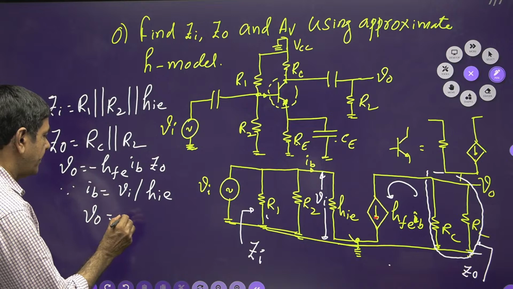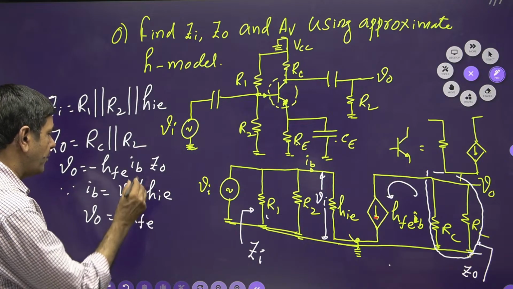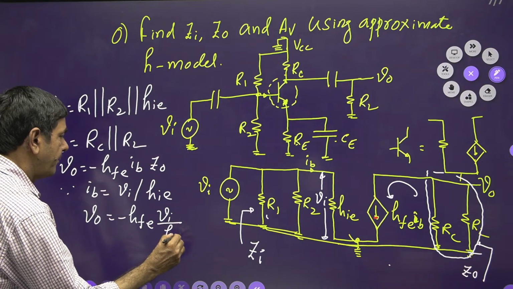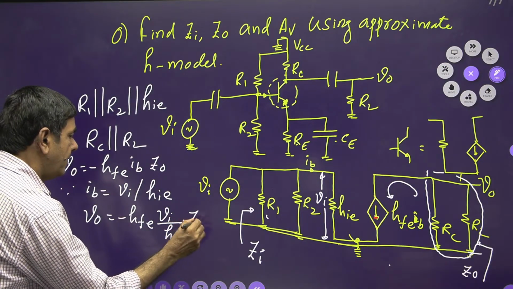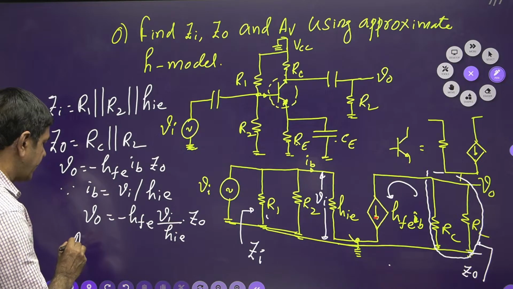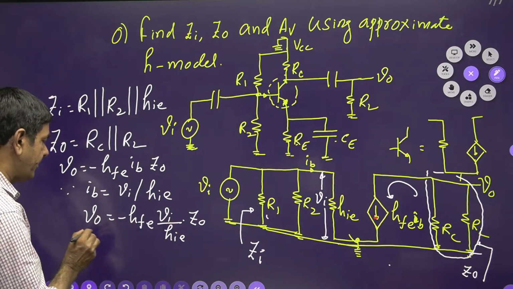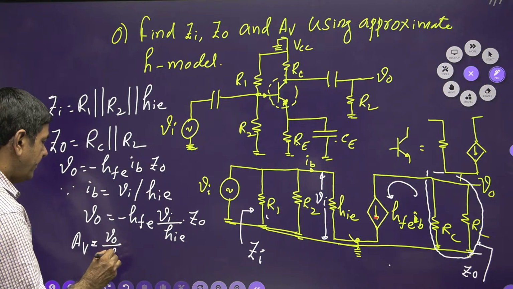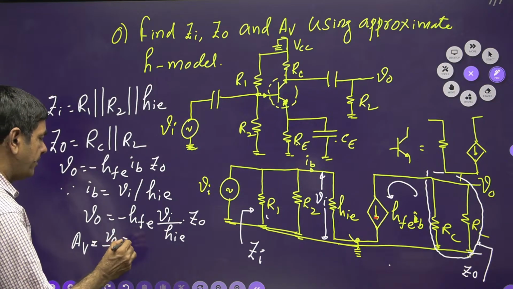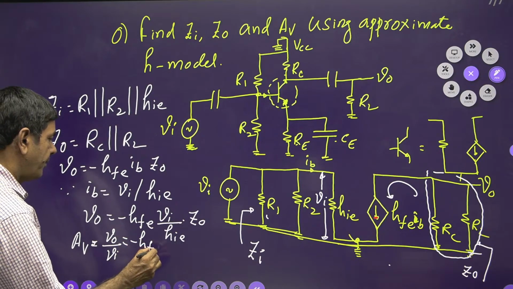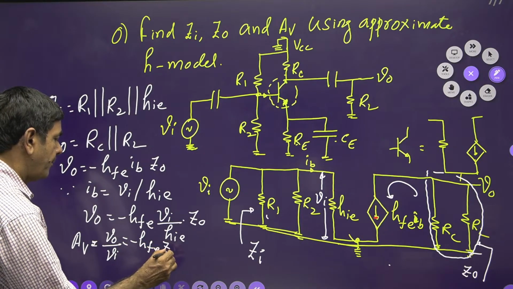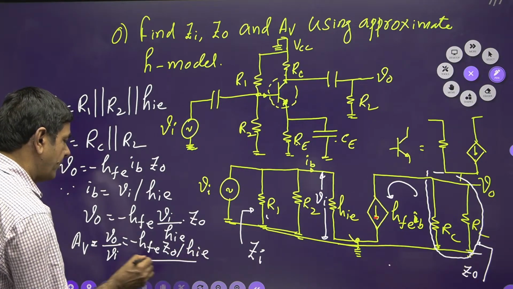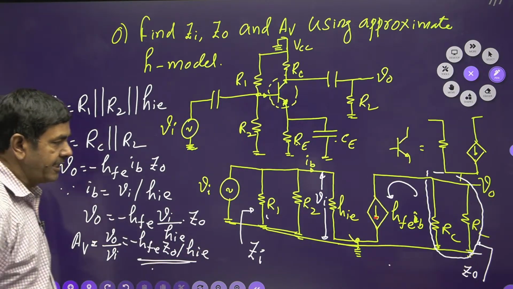Now I can substitute here. V0 is nothing but minus hFE into IB, which is Vi by hIE, into Z0. My aim is to find the voltage gain. Voltage gain is nothing but V0 by Vi. V0 by Vi equals minus hFE into Z0 divided by hIE. By using this formula, you can find the voltage gain.